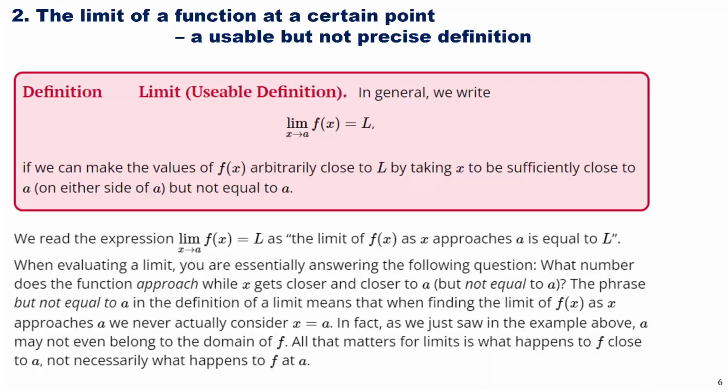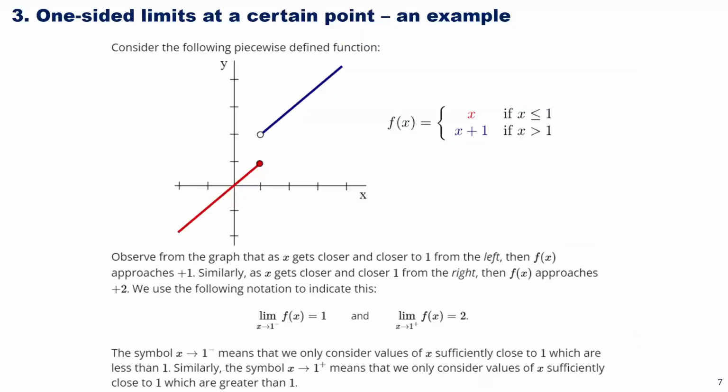Okay, next let's have a look at one-sided limits at a certain point. We'll have a look at an example here. Consider the following piecewise defined function: f(x) equals x if x is less than or equal to 1, and f(x) equals x plus 1 if x is larger than 1. So we can easily find the graph of such a function, right? Apparently this is a piecewise defined function.